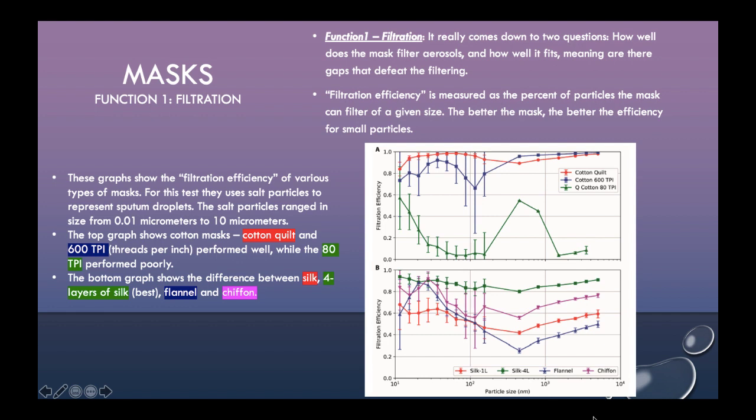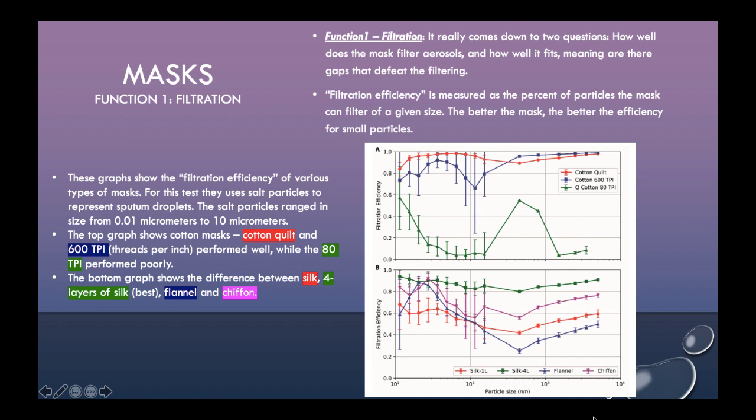These graphs show the filtration efficiency of various types of masks. For this test, they use salt particles to represent sputum droplets. The salt particles range in size from 0.01 micrometers to 10 micrometers, as shown on the bottom x-axis of the graph. The top graph shows cotton masks. Red is cotton quilt and blue is 600 thread per inch cotton. They both perform well, while the 80 thread per inch perform poorly.